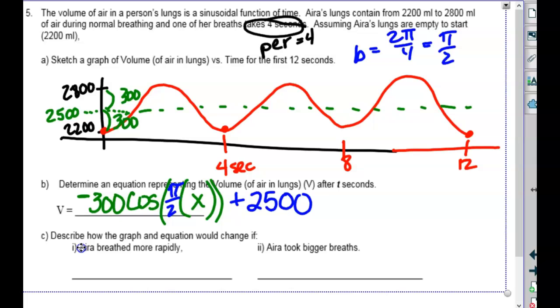Do we have to do anything else? I don't think we do. Except now it says, describe how the graph and equation would change if she breathed more rapidly. It would have a shorter period. Shorter period. So it would change what in the equation? Yeah, the b value.